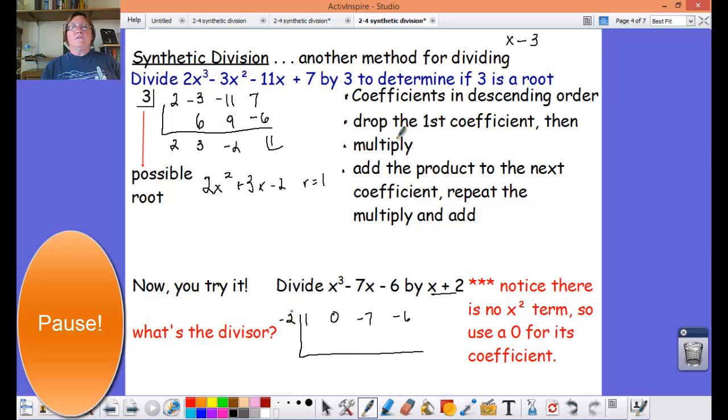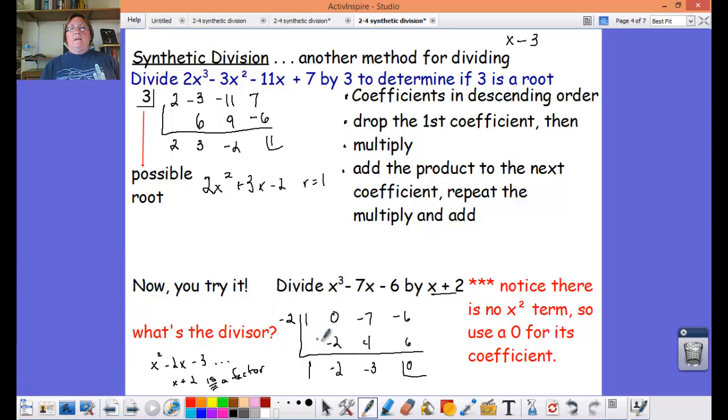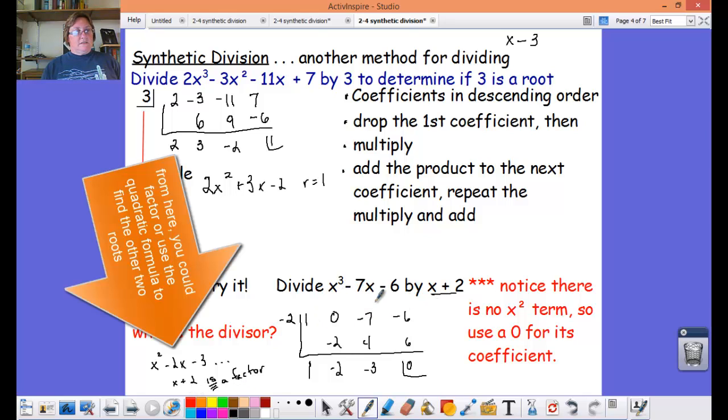And now it's time for you to apply the plan. Okay, let's pause the video and give it a try. Here's my work. I dropped the coefficient, I multiplied -2 times 1, I add, I multiply 4, added and got -3, multiplied and got +6, came up with a remainder of 0, which is important because that means that thing we divided by goes in evenly, or that x plus 2 is a factor of this thing.